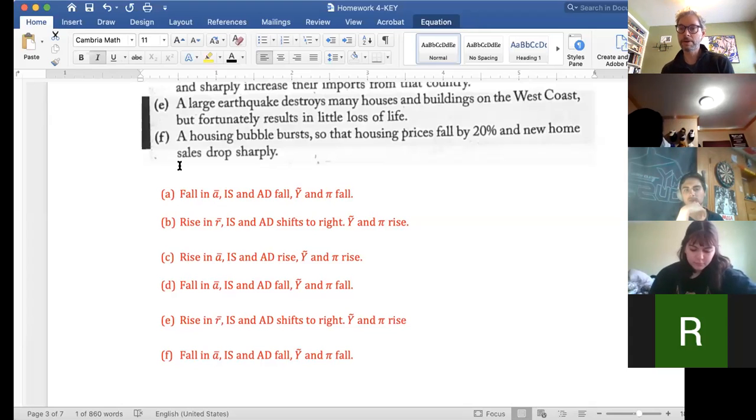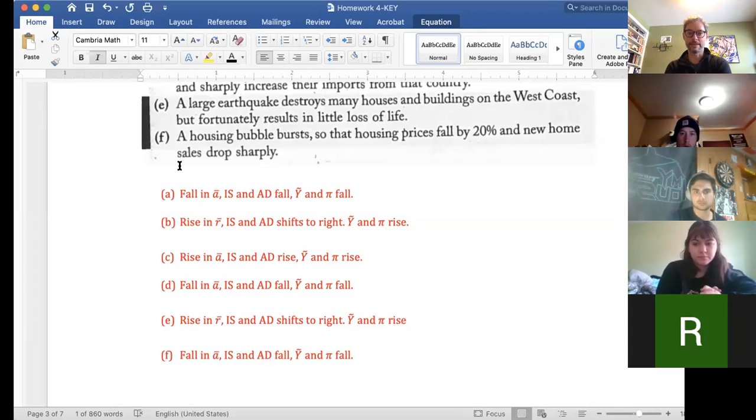And so I think that was one confusion about what happens when R bar changes, right? Notice that R bar is in your IS curve. So a shift in R bar is going to be like a shift in the IS curve, okay? The rest of these, I think most of you got this, right? When A bar goes up, that's an increase in the IS curve. And when A bar goes down, that's a decrease in the IS curve.